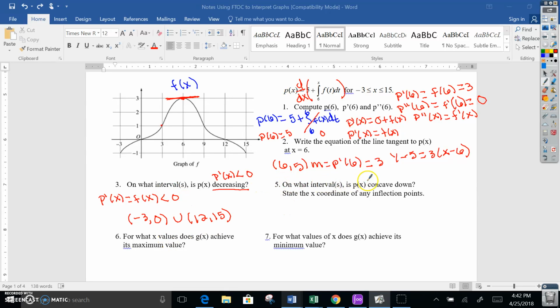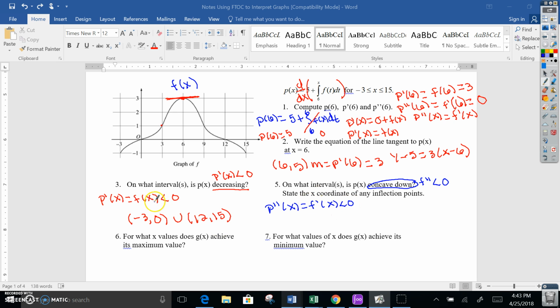On what intervals is p of x concave down? Well, concavity, as you saw in the last example, is related to second derivative. So this means second derivative less than 0. So let's see. If we take the derivative of both sides, I get p double prime of x will then equal f prime of x, which we are looking for being less than 0. Okay, sweet. So then I will look for where the slope is negative.